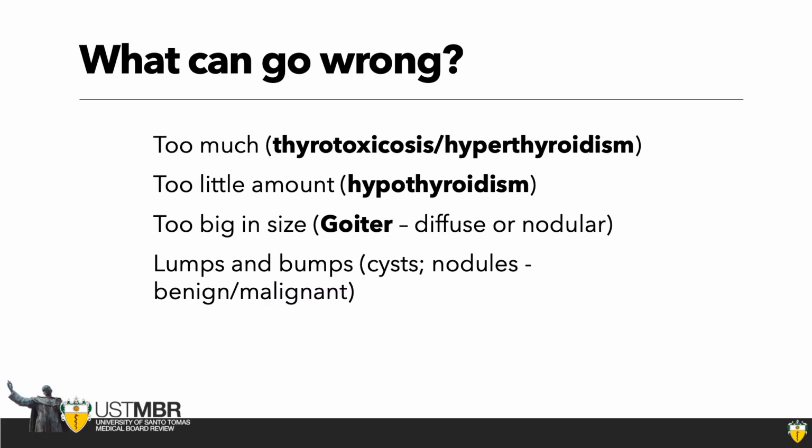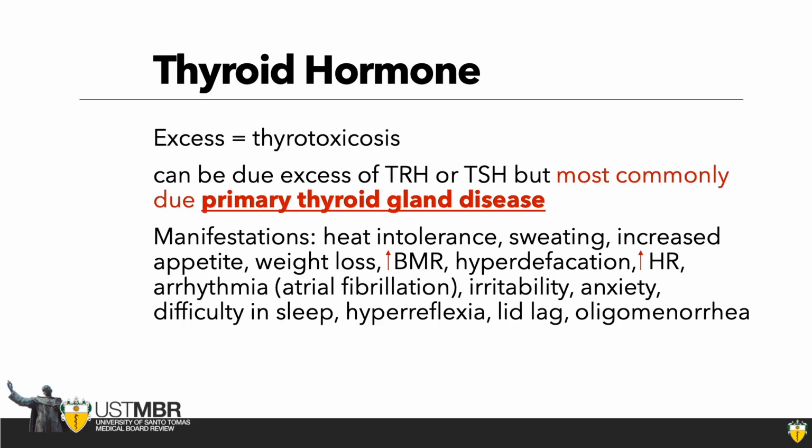So what can go wrong with the thyroid gland? You have too much or too little of thyroid hormone, and too big in size we call goiter. Let's go through this fairly quickly. So thyroid hormone excess is called thyrotoxicosis, and we'll talk about the two kinds of thyrotoxicosis. The more general term for excess is thyrotoxicosis. Obviously, it can be due to too much TRH, too much TSH, but those are extremely rare. The most common cause of thyrotoxicosis is primary thyroid gland disease, like Graves' disease and toxic adenoma, and the like. We'll talk about that in detail.